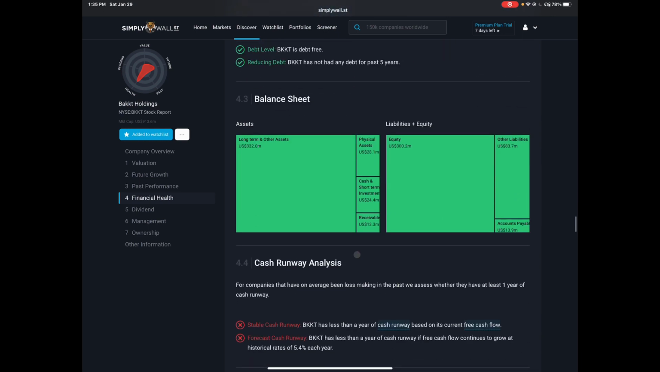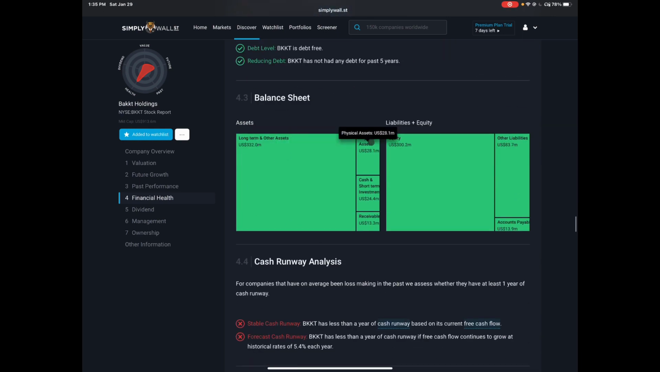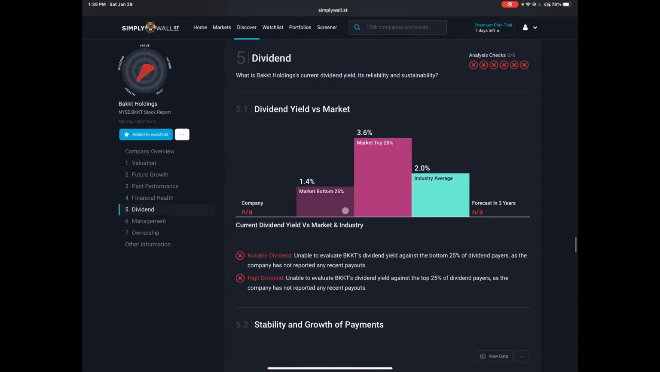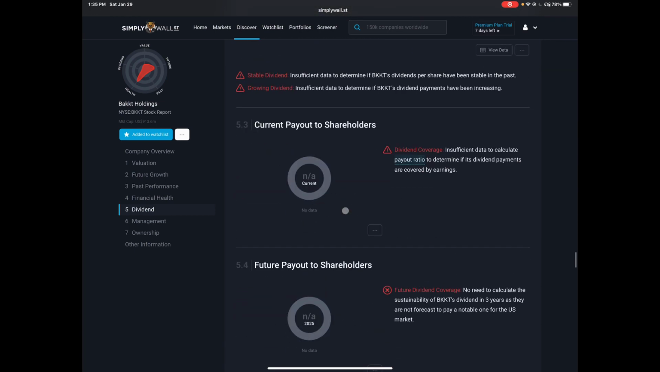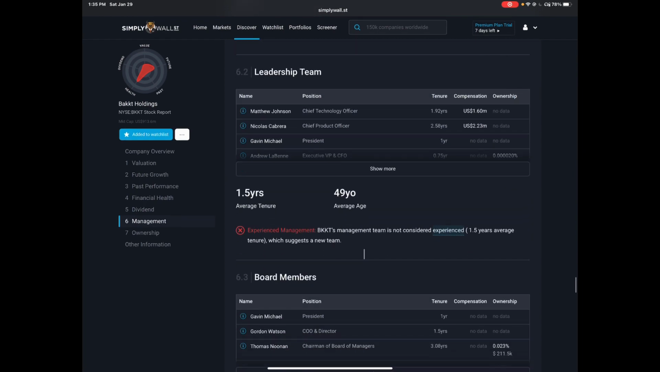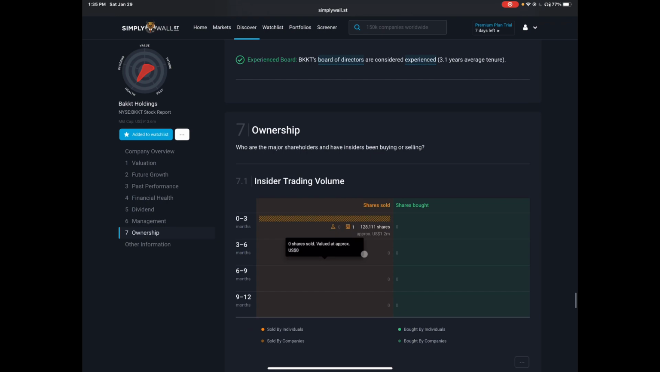Then as we come down here, they show the balance sheet. They've got $28 million in physical assets, 24 million in cash and short-term investments, 13 million in receivables. You can see right here, 300 million in equity. So I'm liking this a lot. And as we go down here, I really like this website. Hopefully you guys do too. I think it has a lot of really great information.